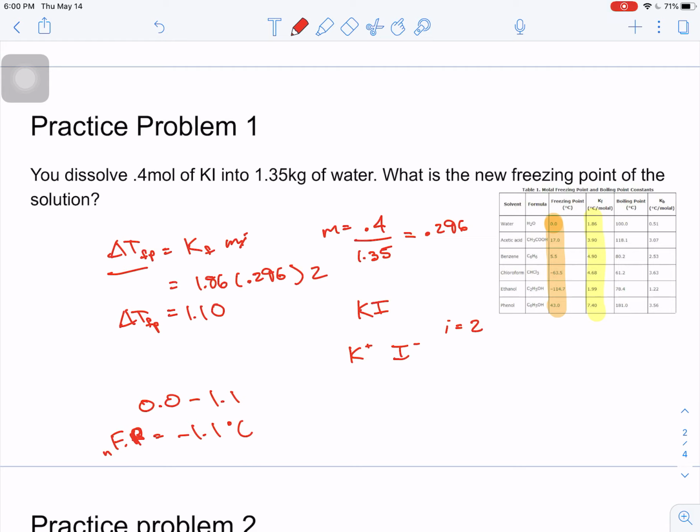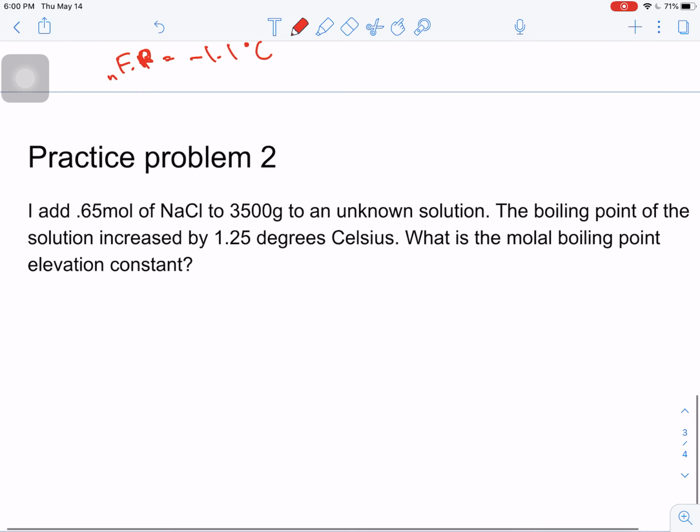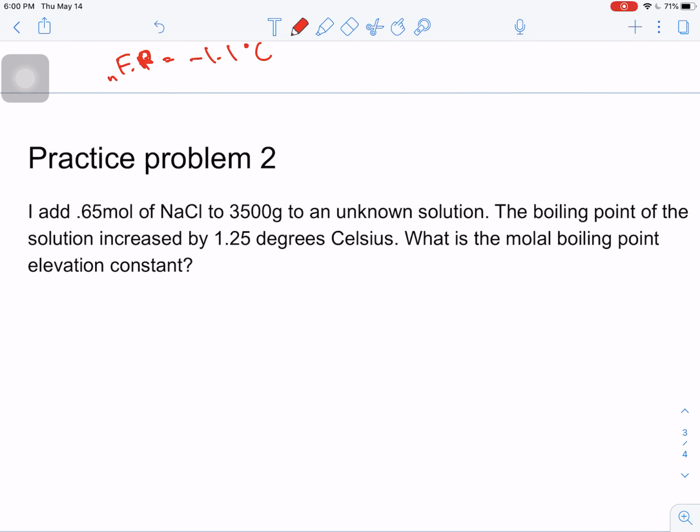Okay, so for our next problem, we're going to be looking for a different variable. This last problem asks: if I add 0.65 moles of NaCl to 3,500 grams of an unknown solution, the boiling point of this solution increases by 1.25 degrees Celsius. What is the molar boiling point elevation constant?